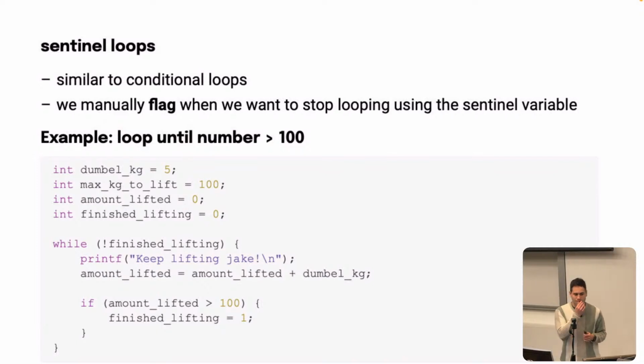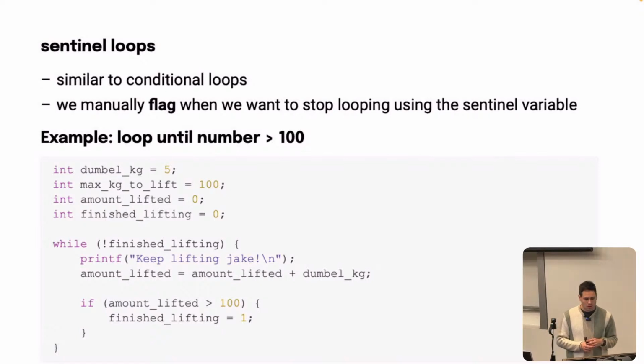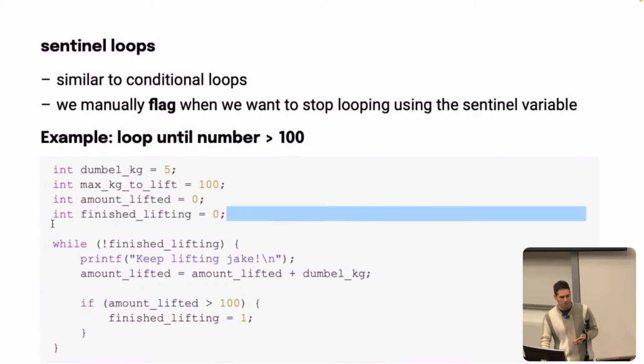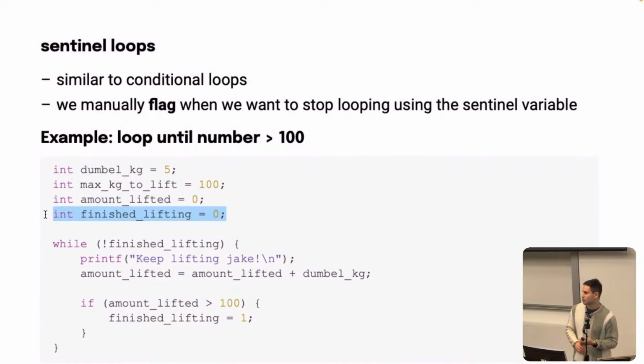And Sentinel loops, these are probably the hardest to understand. Similar to a conditional loop, we're looping until some condition, except we use a Sentinel flag to control whether or not we're complete. A Sentinel flag is just a variable that's usually a Boolean or a 0 or 1 integer. And when we want the loop to end, we set the value to be 1.